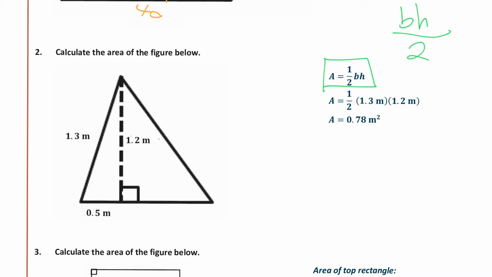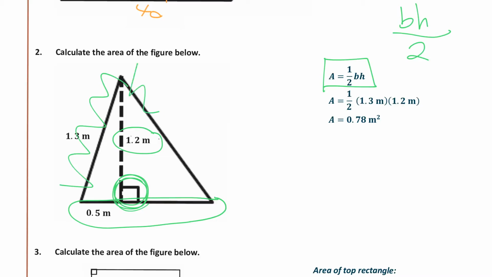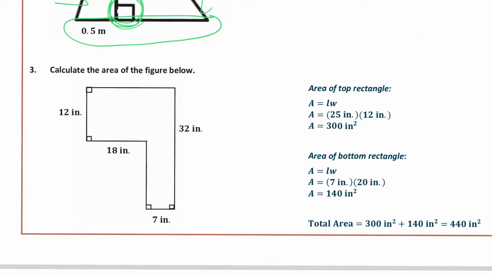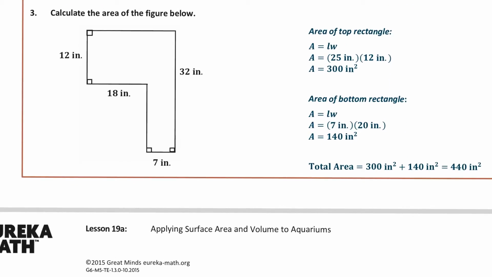So for this one, the base is 0.5 and the height is 1.2. Remember that with triangles, you're always looking for a right angle to measure the base and the height by. So this is not the height, neither is this. So 1.3 divided by 2, and always divided by 2 for triangles.